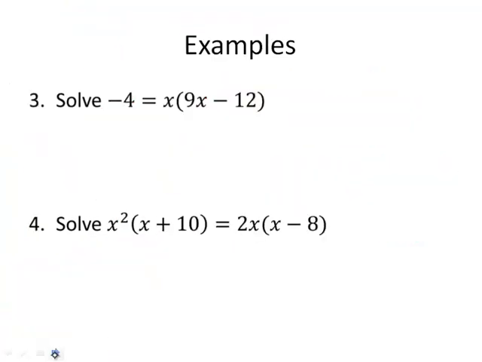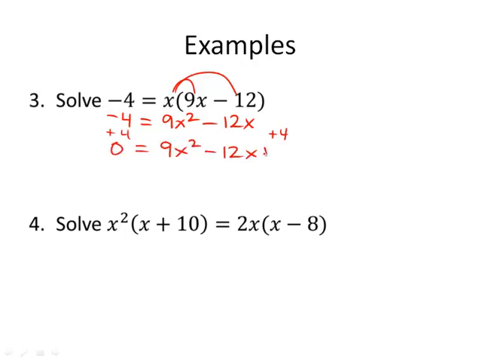Let's continue. These ones are a little more complex because we need to first simplify them to be equal to 0 and then factor and then use the 0 property. So let's distribute here. We're going to have negative 4 equals 9x squared minus 12x. We want everything on one side, so I'm just going to add the 4 to both sides, so that we have 0 equals 9x squared minus 12x plus 4.